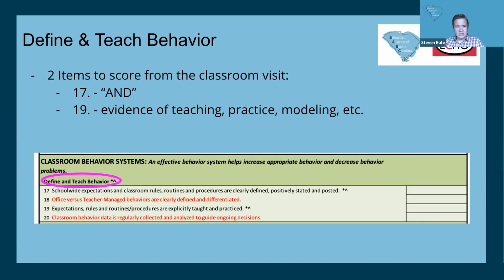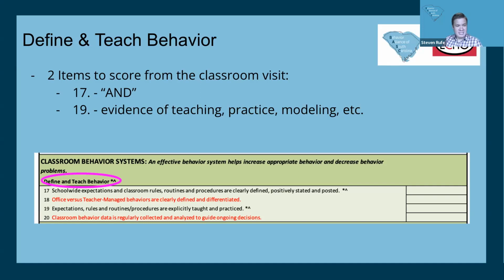Going into defining and teaching behavior, or the first section of the classroom behavior systems, you'll see two items to score in black. The first of which, number 17, reads, "School-wide expectations and roles, routines, and procedures are clearly defined, positively stated, and posted." I'll note here the word "and." All of these pieces need to be present in order for this educator to receive the highest score. So when we actually look at the "and," it's not enough to have a list of rules posted up on the wall. You've got to make sure that they are clearly defined, and you have to make sure that they're positively stated. So we shouldn't see the word "no" anywhere in those posted rules or expectations.